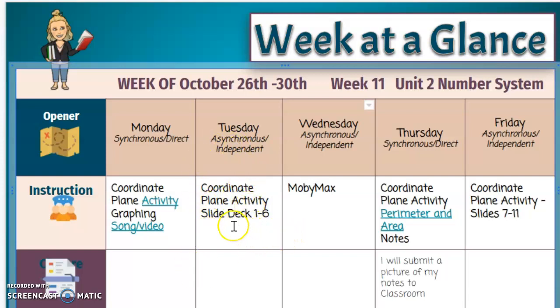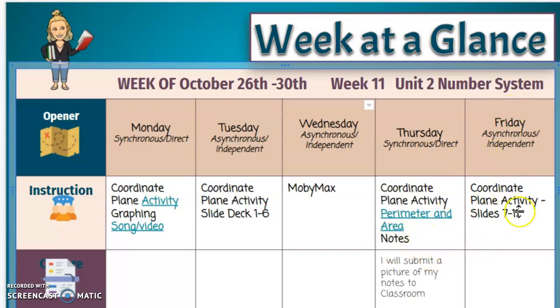I have some very detailed instructions in a video for you, so make sure you don't forget to watch that. Wednesday, you'll be doing your 30 minutes of MobyMax this week on your math pathway. Thursday, we are going to be taking some notes on how to find perimeter and area after you've graphed points on a coordinate plane.